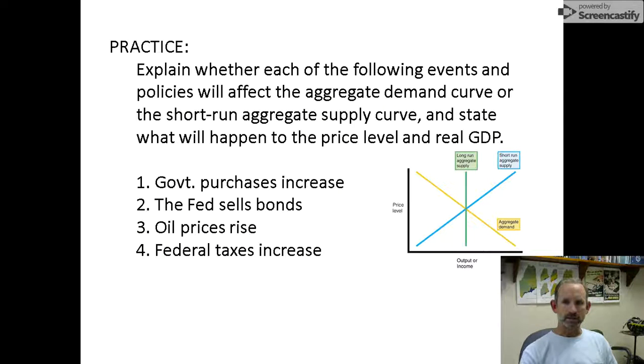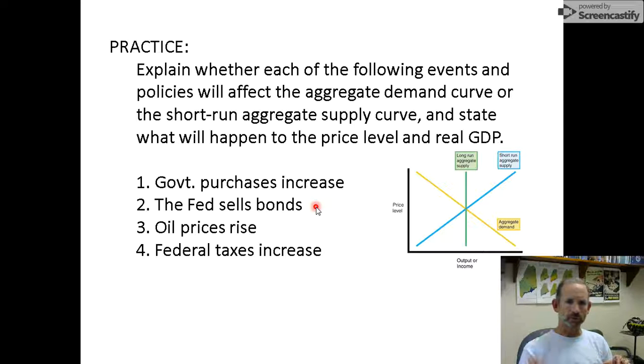Okay, last slide here, just some practice to get you ready for your exercises. Explain the effects of each of these events. Number 1 says government purchases increase. Your first question here is, does this affect aggregate demand or short-run aggregate supply? Well, government purchases are a component of total spending, so that's aggregate demand. This would cause aggregate demand to shift to the right, which would push up price levels and push up real GDP.